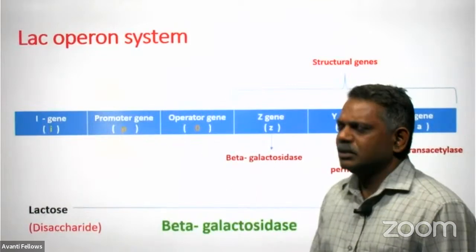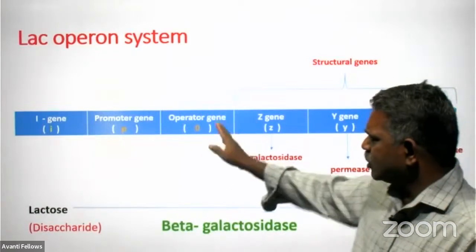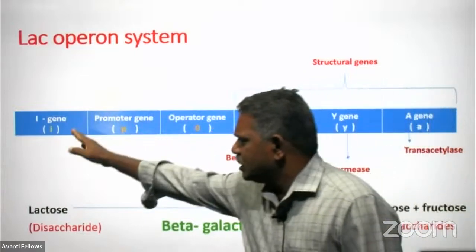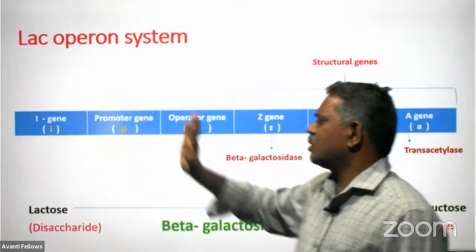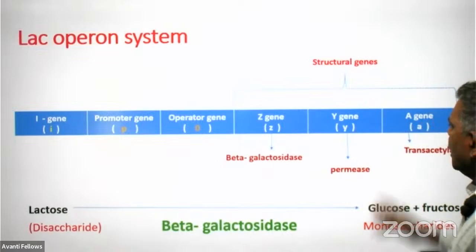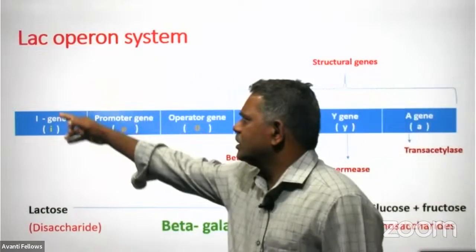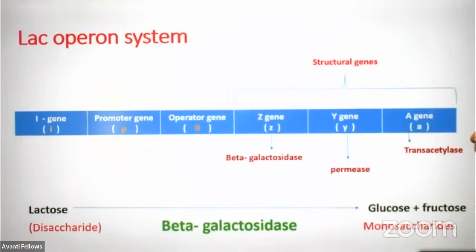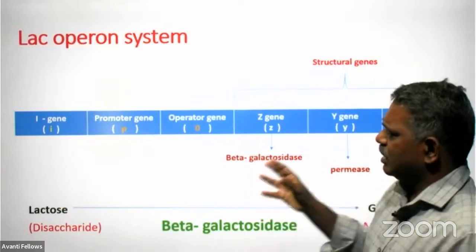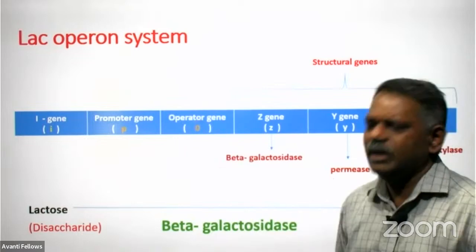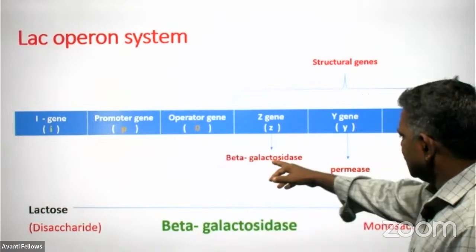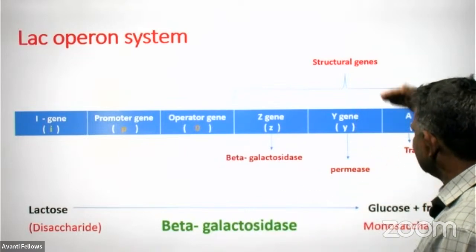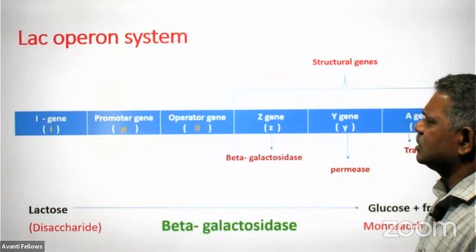the operator gene only. And to control this operator gene, there are two more genes here. The I gene is here and the promoter gene is also there. Collectively, we call it the Lac operon system. And whenever we put this E. coli into the lactose medium, why are beta-galactosidase, permease and transacetylase produced by the structural gene?